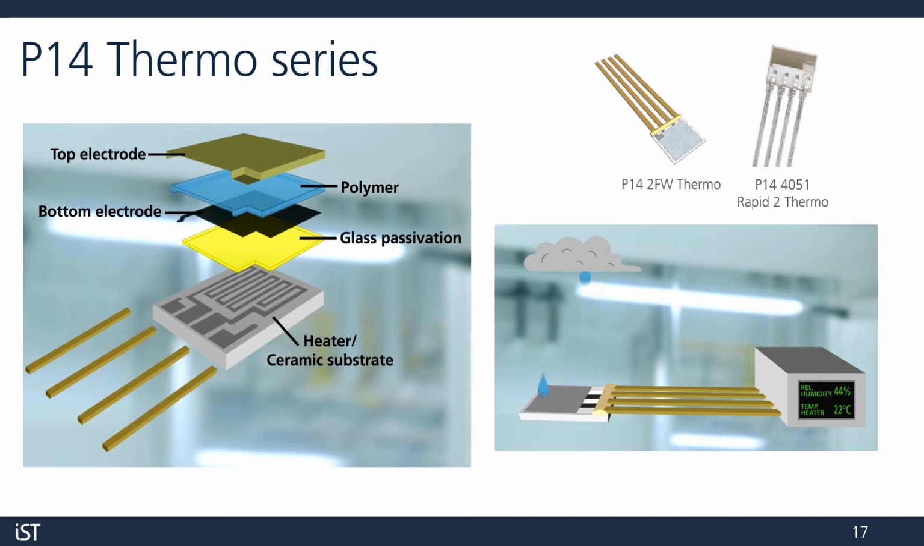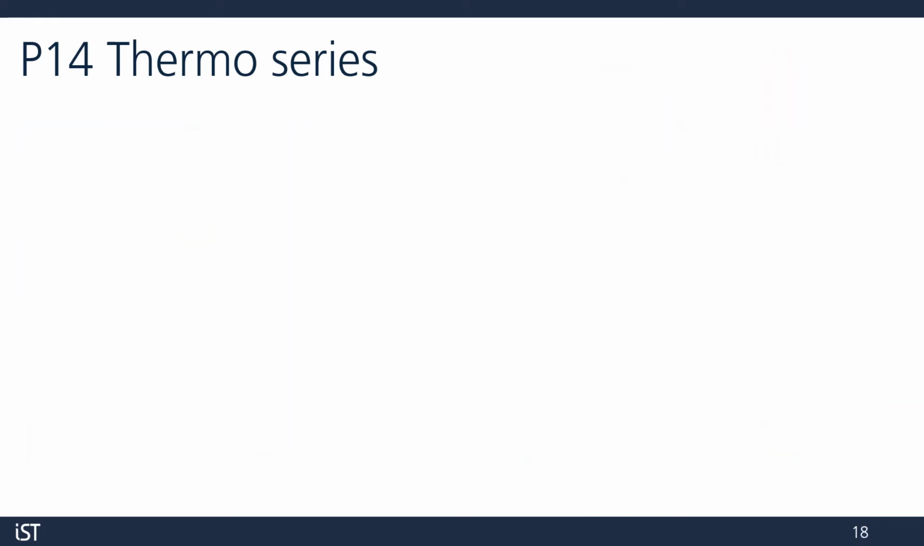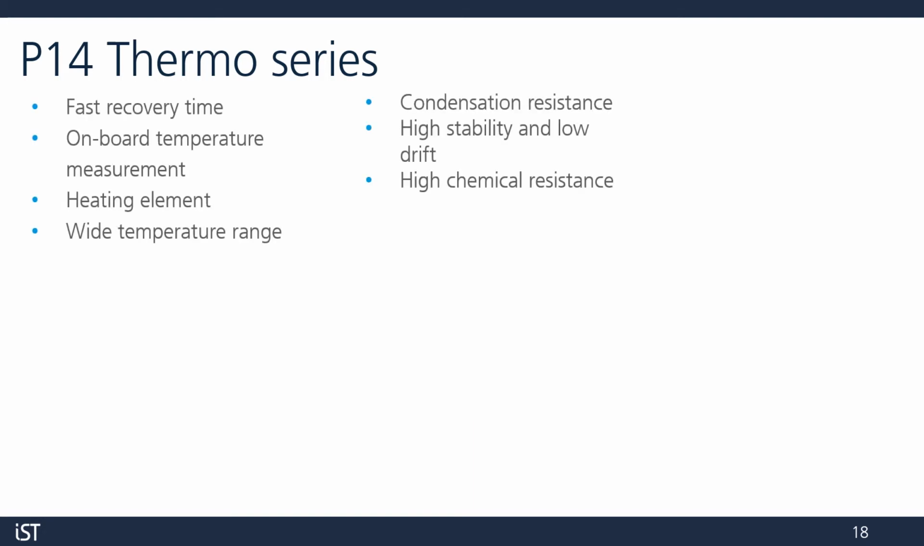We already know that the temperature influences our RH measurement, so it's great to have the RTD on board. The resistive element also works as a heater. This is useful in applications where you expect condensation. We can apply heat to evaporate this moisture, readying the sensor for its next measurement. These sensors have many of the same benefits as the P14, with the added benefit of the RTD/heater.